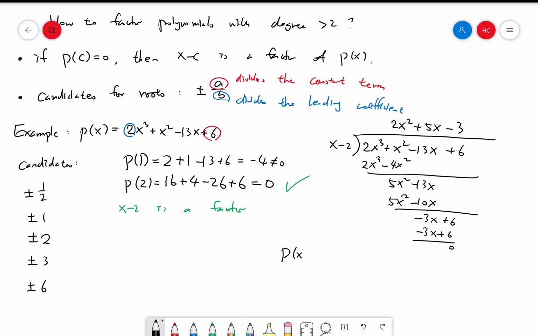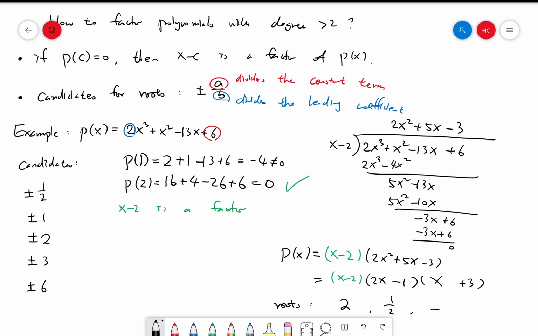So p of x is equal to the factor we found, x minus 2, times 2x squared plus 5x minus 3. This is a quadratic, so we know how to factor it. So now we can fully factor this quadratic polynomial. It's going to be 2x minus 1 and x plus 3. All right, so now we have fully factored p of x, and we found all the roots are 2, 1/2, and negative 3.